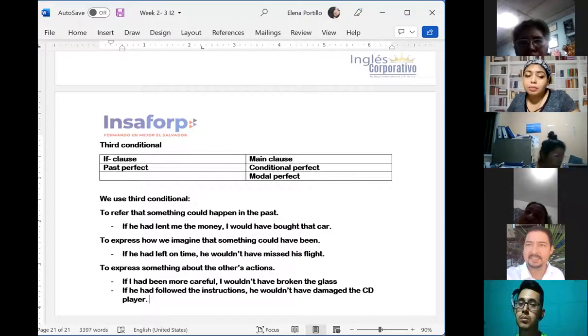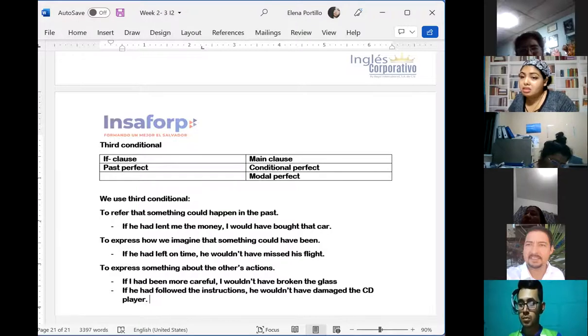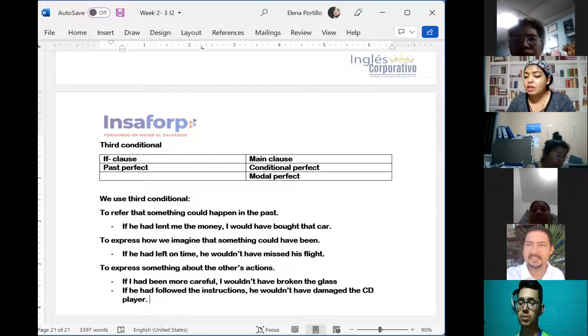Like in the first example, if I had been more careful, I wouldn't have broken the glass. In that case, si hubiera tenido más cuidado, no habría roto el vaso o el vidrio, in this case, el glass, el vaso. So in that case, it's like a reminder of something that we can do in a different way. But maybe for our actions, it is not like that. So in this case, it's like a regret or that we are not paying enough attention to the situation that we are living.